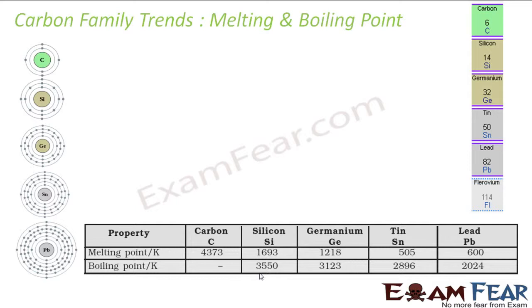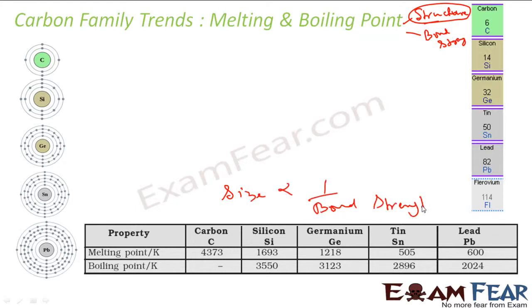Let's talk about the melting and boiling point. As I told, the melting and boiling point depends a lot on the structure, and also on the bond strength. Structure is something we can't tell just by looking at the compound. That needs a real investigation, and chemists spend a lot of time using diffraction techniques to find the structure. But bond strength is something we can guess just by the size. As I told, the more the size, the less the bond strength. Two big atoms, the bond strength is less. Two small atoms, the bond strength is more.